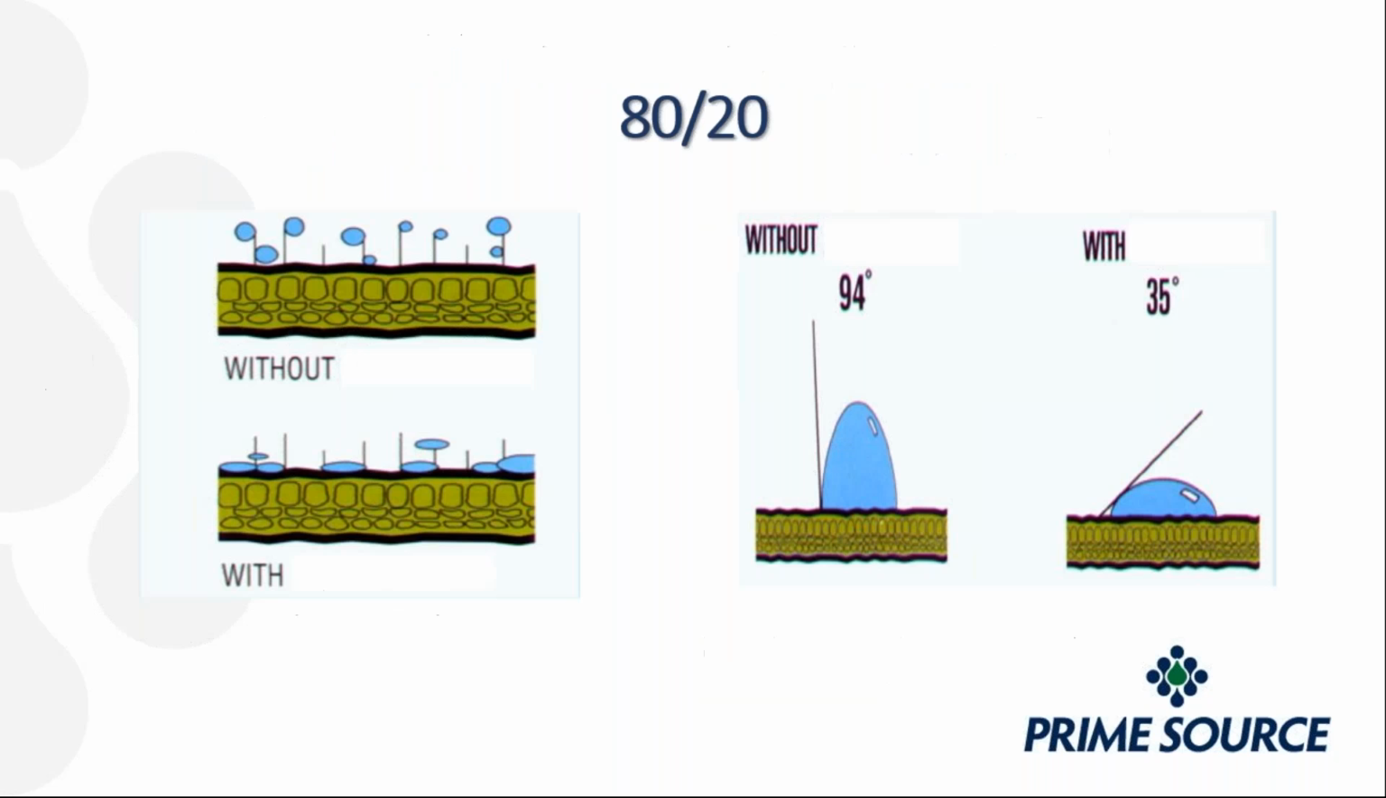I have a photo. So this is basically with and without NIS, which is our 80/20. Without it, it gets stuck on the hairs on the plant. With it, it's able to get down to the actual plant leaf itself. And then that's with and without as well. All it does is basically reduces the water surface tension, which means it expands that droplet outward. And it just gives you better surface coverage, you get better results.